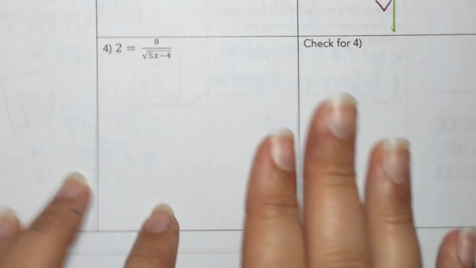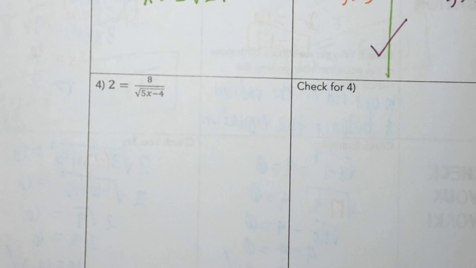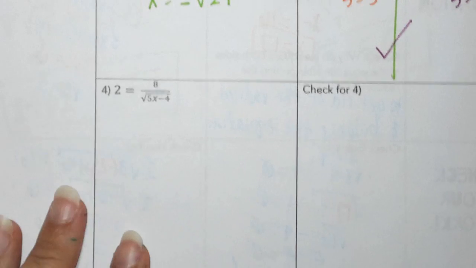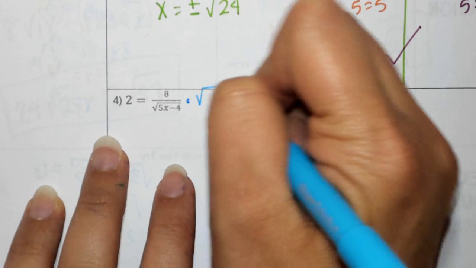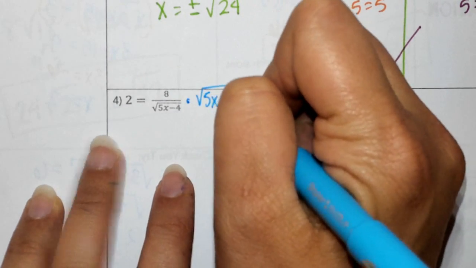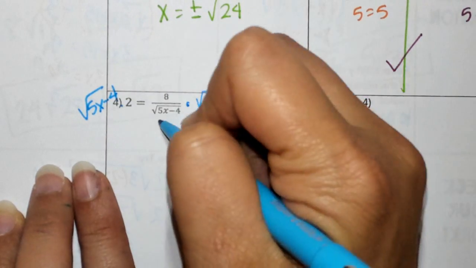Okay. Alright, so let's look at number 4. Now, it's a fraction. And we know how to solve fractions. How do we get rid of fractions? Multiplying. So what would we multiply both sides by? What is that denominator? Yes, so you can do that. Multiply both sides by the square root of 5x minus 4. Kill that fraction.